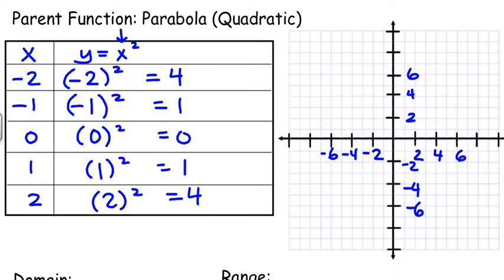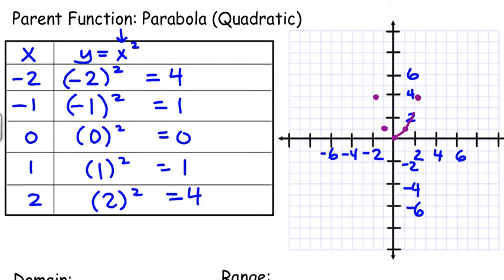All right, so let's go ahead and graph these ordered pairs. The first ordered pair is we're going to go left 2 and up 4. The next one, we're going to go left 1 and up 1. The next one is 0, 0, which we also call our origin. And the next one is 1, 1, so we're going to go right 1 and up 1. And our last ordered pair is right 2, up 4.